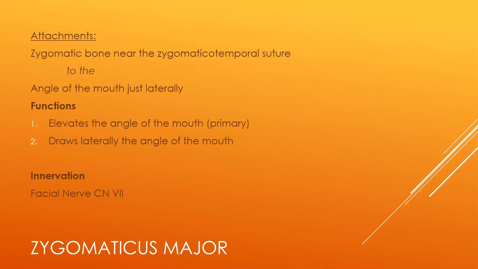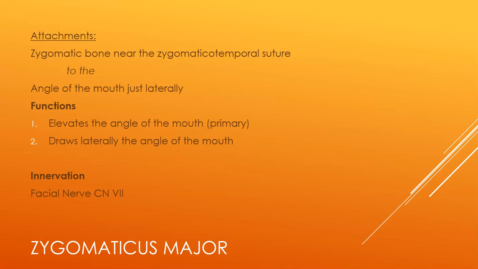The next muscle is a muscle called zygomaticus major. Its attachments are from the zygomatic bone near the zygomatico-temporal suture to the angle of the mouth just laterally. We again will be learning the zygomatic bone and the zygomatico-temporal suture in class next week. This one does help a little bit with the smile, so it functions to elevate the angle of the mouth, which is its primary movement.